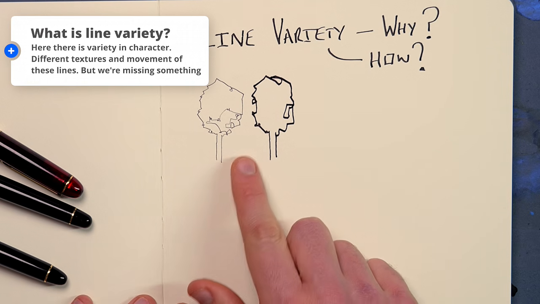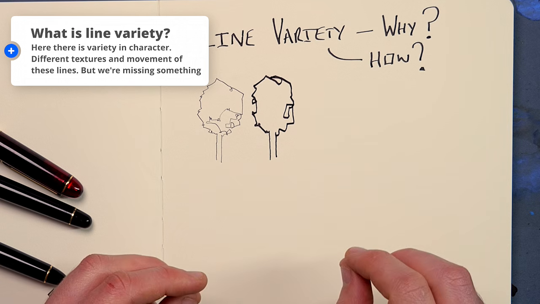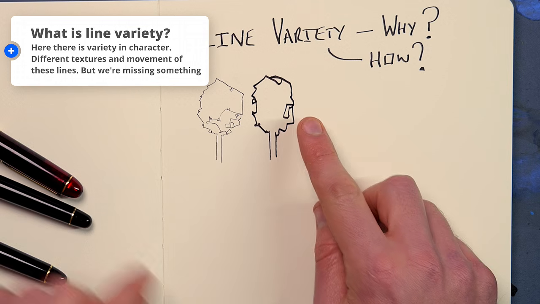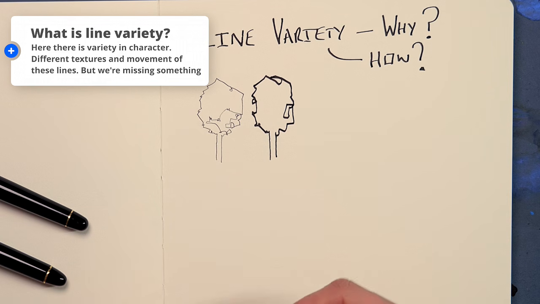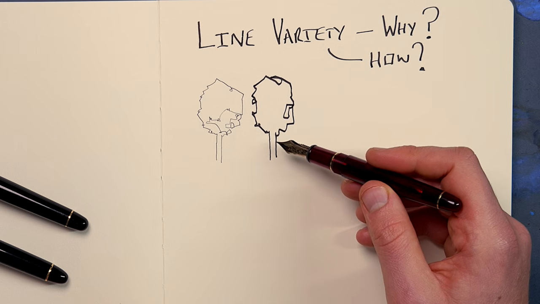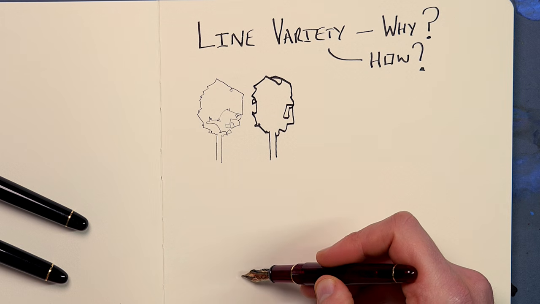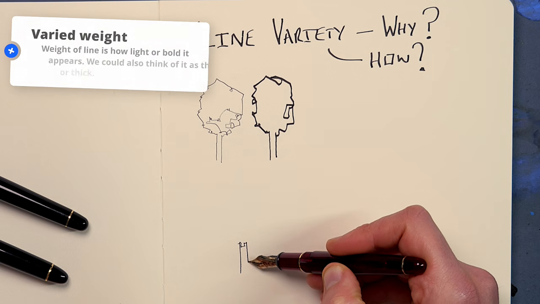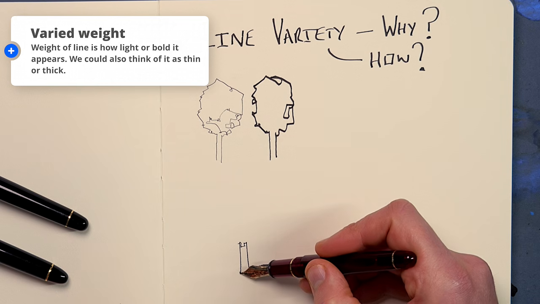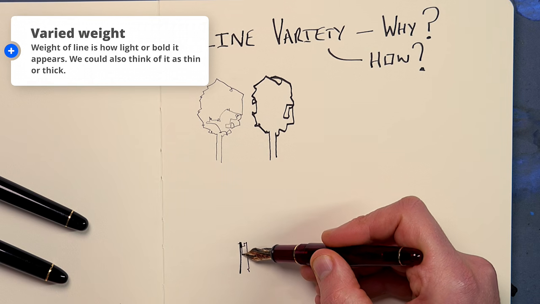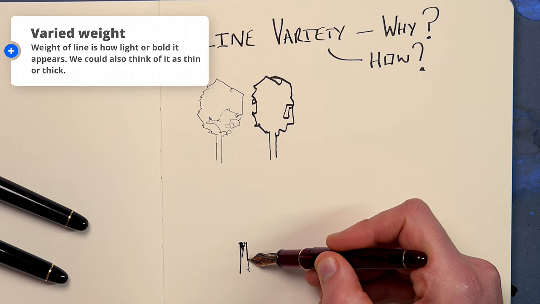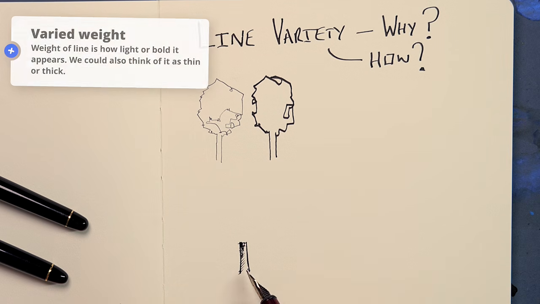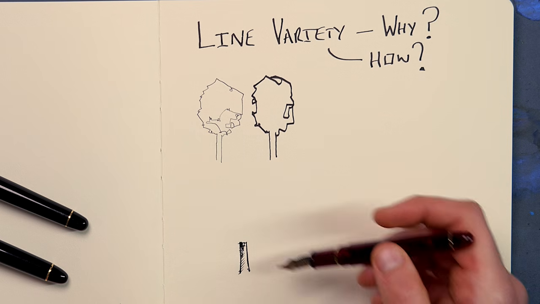Now there is some variety in what I've done here. The line is moving. It's not just totally rigid. It's not just a circle, it's got some texture. But what we don't have is probably the most important part of line variety, and that is variety in weight. So if I take another pen somewhere in between, and even just on the trunk, I make one side a little bolder, add a little bit of hatching. Immediately, we have a more 3D feel than what's going on here.